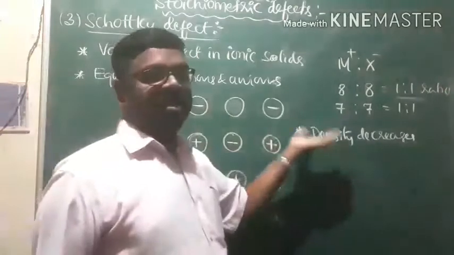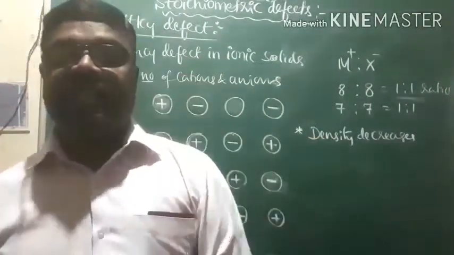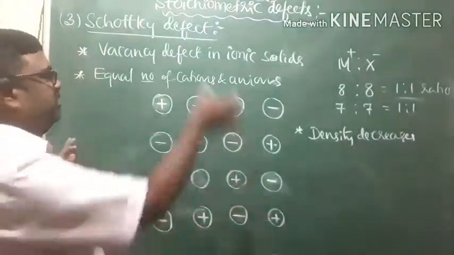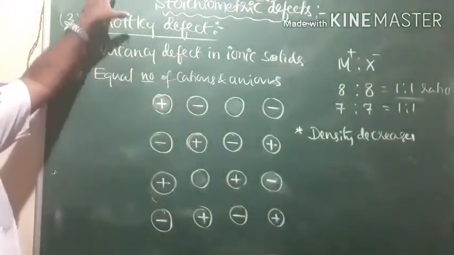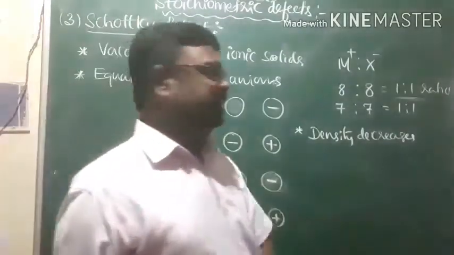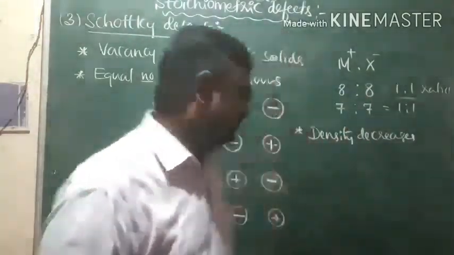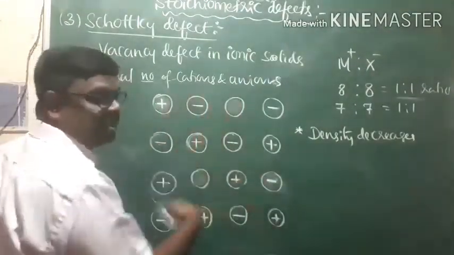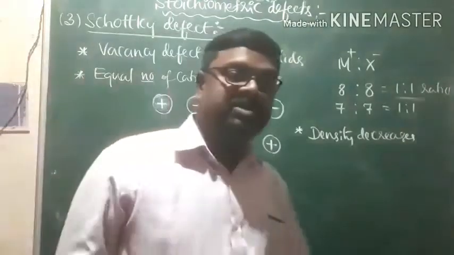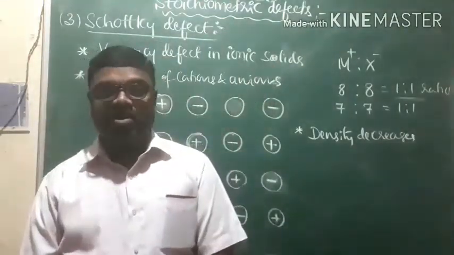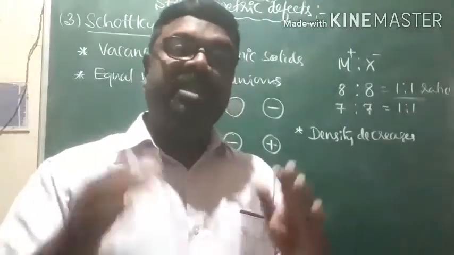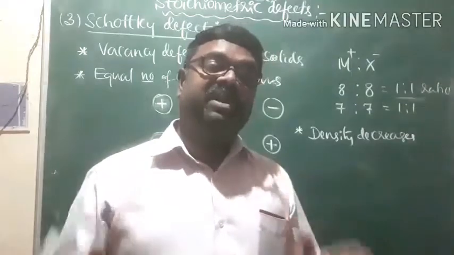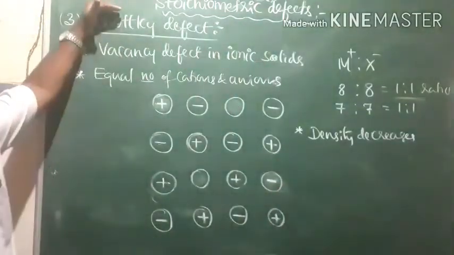Because of Schottky defect, what happens to the density of the ionic crystal? It decreases. It will be less than the expected value. As the extent of Schottky defect increases, density goes on decreasing, and of course, due to the creation of holes in the crystal, what happens? That will directly affect the mechanical strength and stability of the crystal. And these are the different effects as far as Schottky defect is concerned.